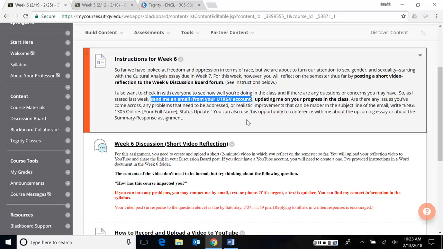Some of you, I think I had a chance to at least tell you, because I had some people email me, and I just replied with, I can't discuss anything, contact me from your UTRGV account. So I'm just going to say it blanket to everyone, make sure you email me from your UTRGV account, okay?